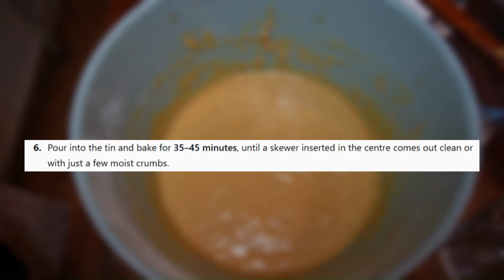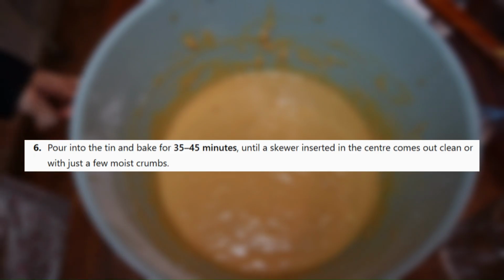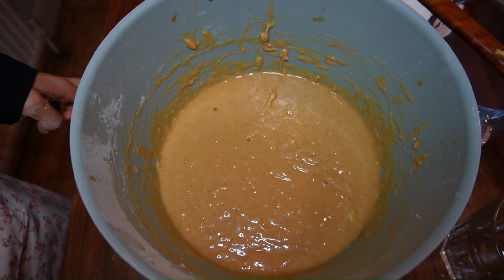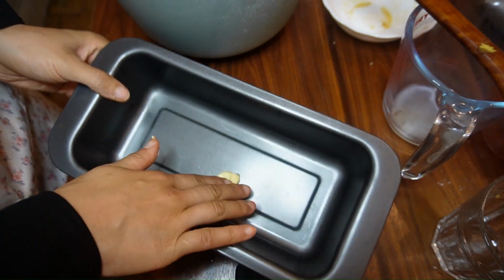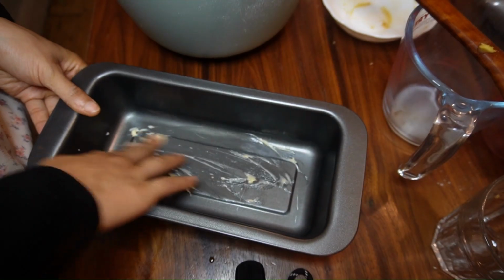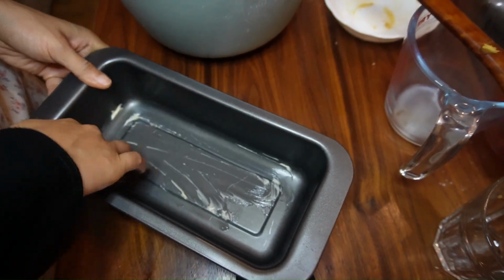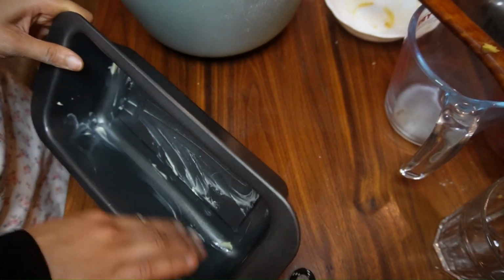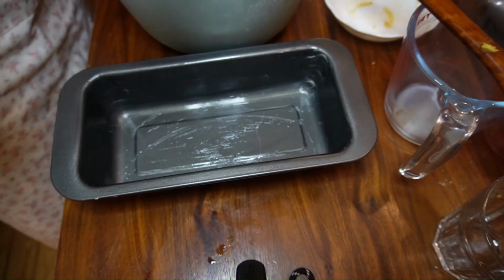Now we need to pour it into a baking tin. I'm going to use a bread loaf tin. Here's how I like to grease a baking tin. You put a bit of butter in the base and then you rub it around until everything's coated, and then we are going to lightly dust it with flour.